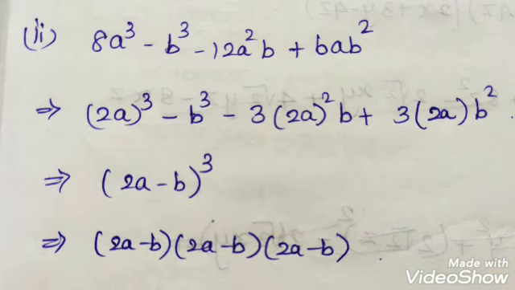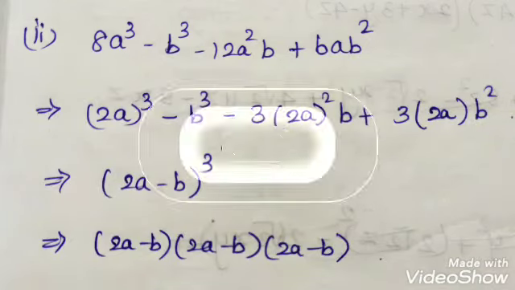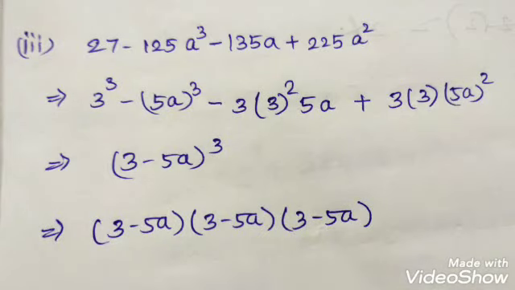Then your second subdivision, 8a cube minus b cube minus 12a square b plus 6ab square. Again we are going to split it out. The perfect cube of 8 is (2a) the whole cube, minus b cube, minus 3 into a square b. So here a is 2a: (2a) the whole square into b plus 3 into 2a into b square. Which formula is it? In between we are seeing a minus symbol, so (2a minus b) the whole cube. Whole cube means 3 times we have to write: (2a minus b) into (2a minus b) into (2a minus b).